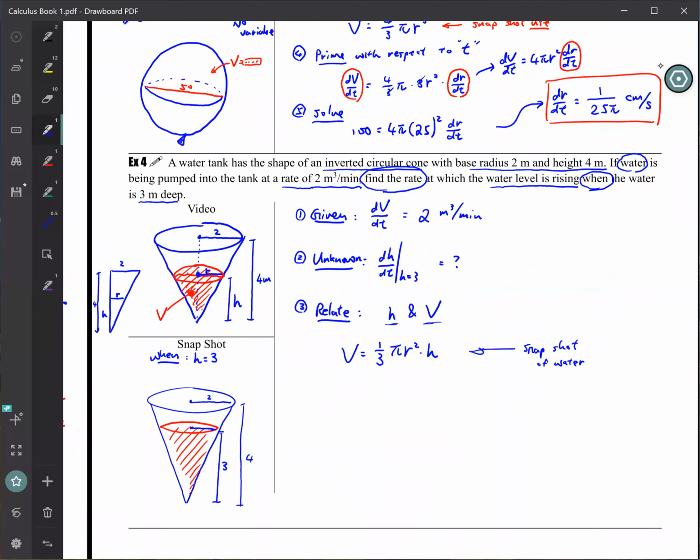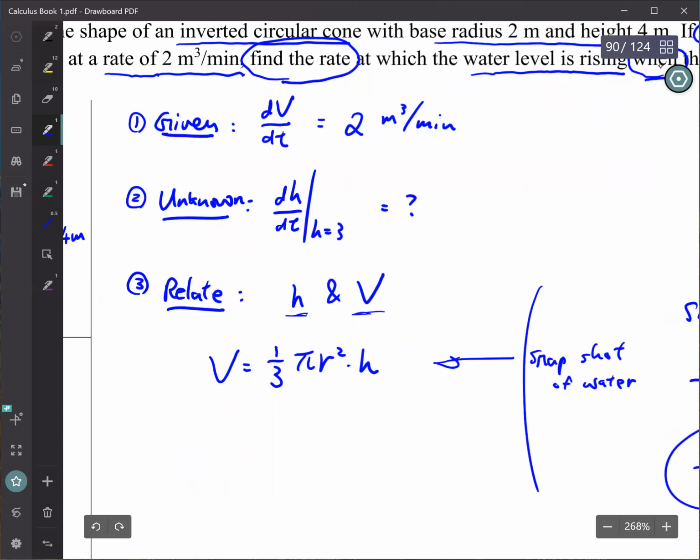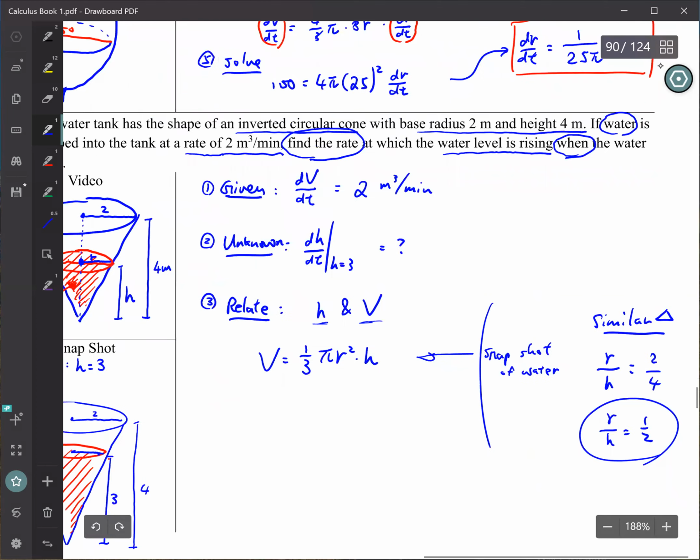So please write it on the side, right? Similar triangles. We have R to H should be 2 to 4. Okay, we can simplify this. R to H will be 1/2. So that way we can use this to replace, which variable do we want to replace? H. We want to replace H. No, R, because we don't have dr/dt. We only have dh/dt. That's right, okay? So that's why we write this out, right? Relate H and V. So we know we don't need R, okay? So I want to get rid of the R.